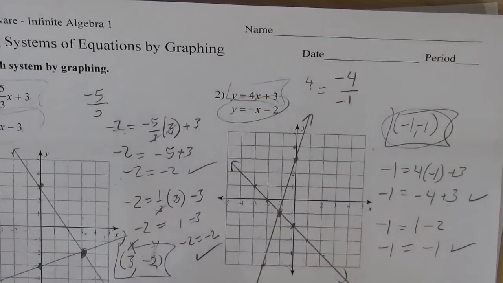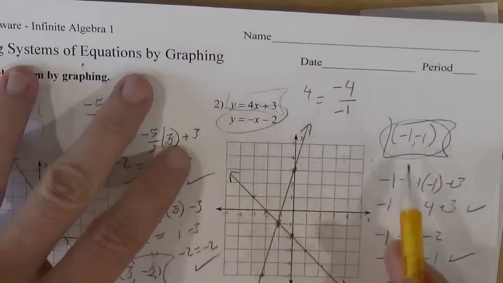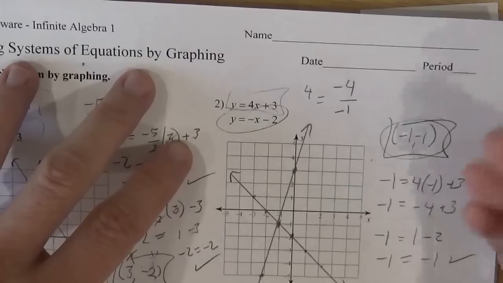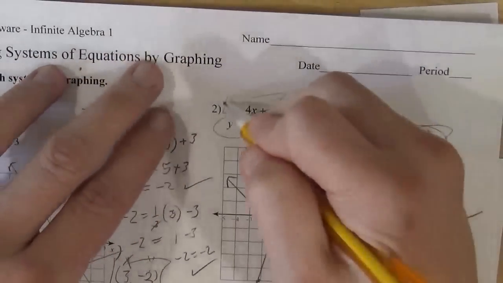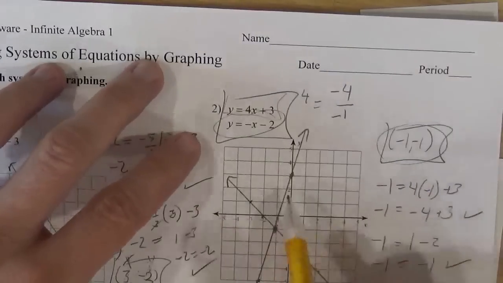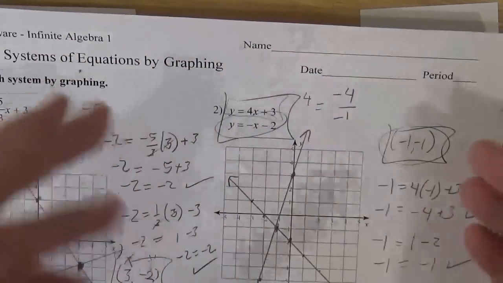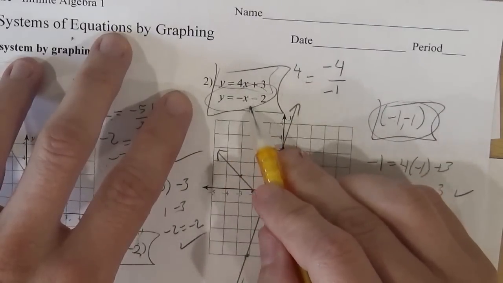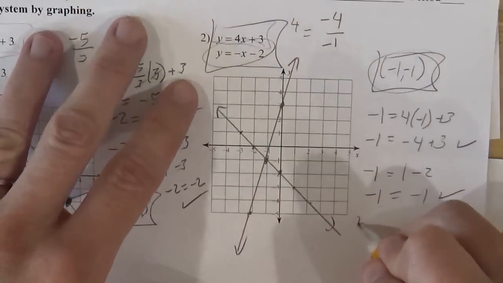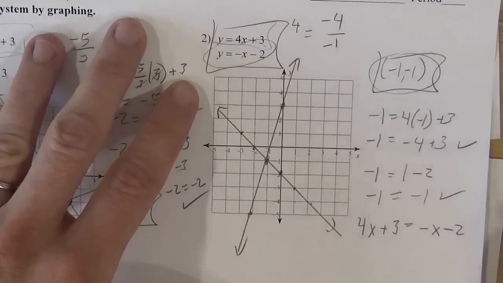And another way to solve this: like this one, they met at a perfect point, but later on, maybe they meet at a fraction, and it's really hard to tell when you're graphing if that works. So if you're ever curious or if it's not working out right, solve it with substitution. I'm going to do another video on that later. But if y equals this and y equals that, then this must equal that. So if we do a bit of substitution here, 4x plus 3 should equal -x minus 2.